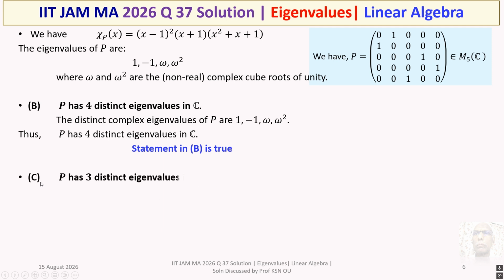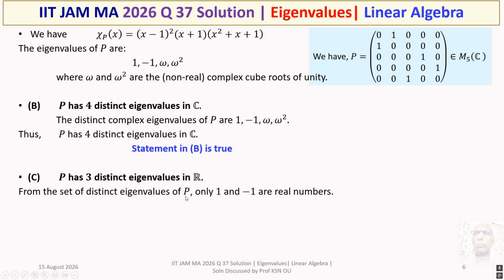We move to the statement C. It says P has 3 distinct eigenvalues in R. So from the set of distinct eigenvalues of P, only 1 and minus 1 are the real numbers. The remaining 2 are complex. Right. Thus P has 2 distinct eigenvalues in R. So the statement given in C is not true. It says 3 distinct eigenvalues in R, but P has only 2 distinct eigenvalues in R. Therefore, the statement in C is not true.